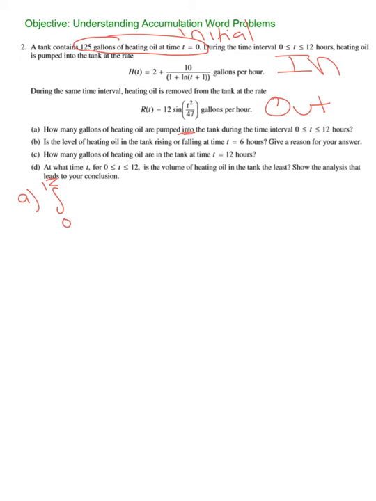Pumped into, so H of T. You don't even have to write the function. I never write the function because I don't want to accidentally write it wrong. Equals, I got 70.571 when I did it. How many gallons? And we're done. Remember 3 decimals, guys.